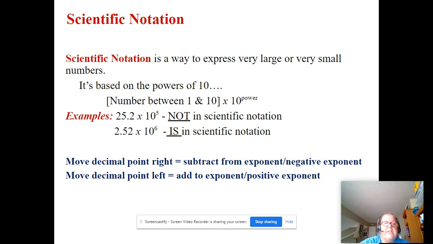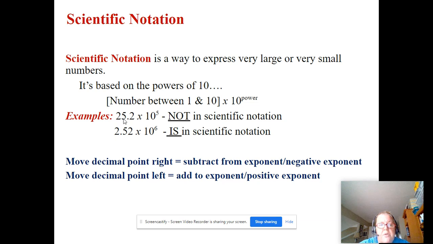Scientific notation is a way to express very large or very small numbers. It's based on powers of 10. So the number has to be between 1 and 10, and then you have times 10 to the power added to it.